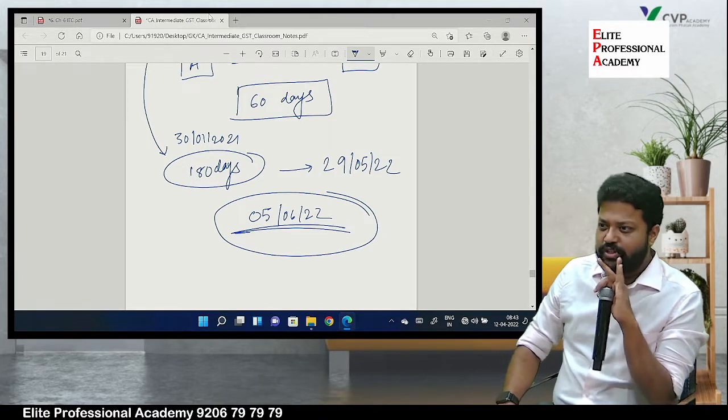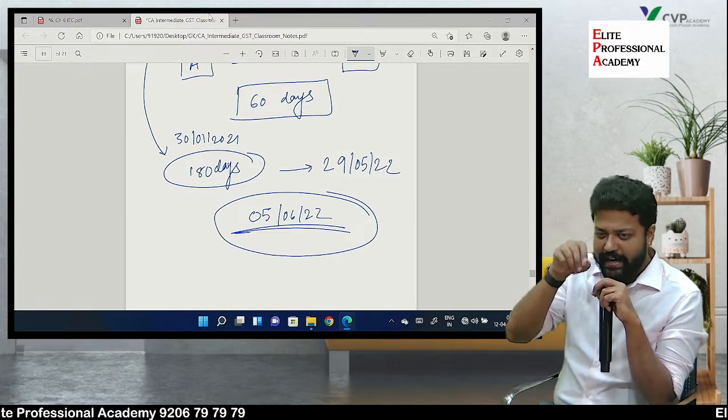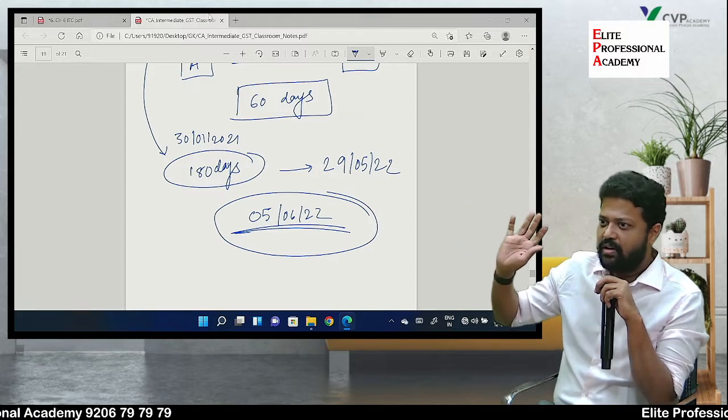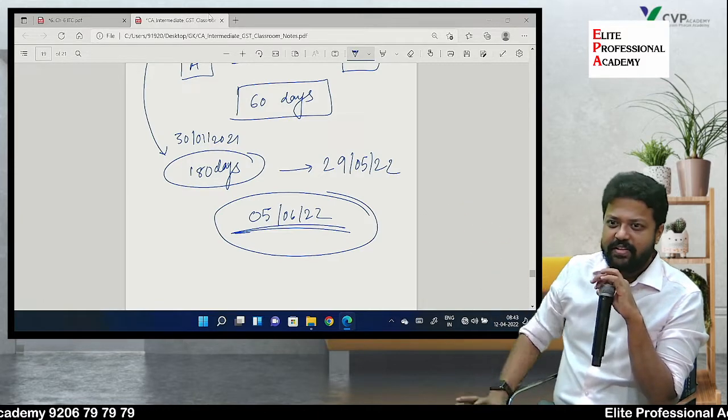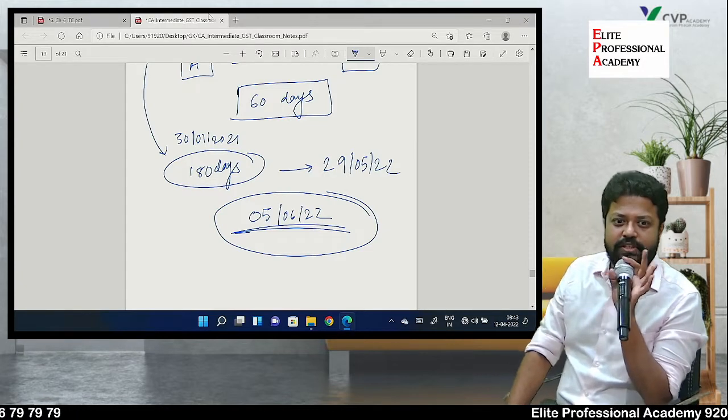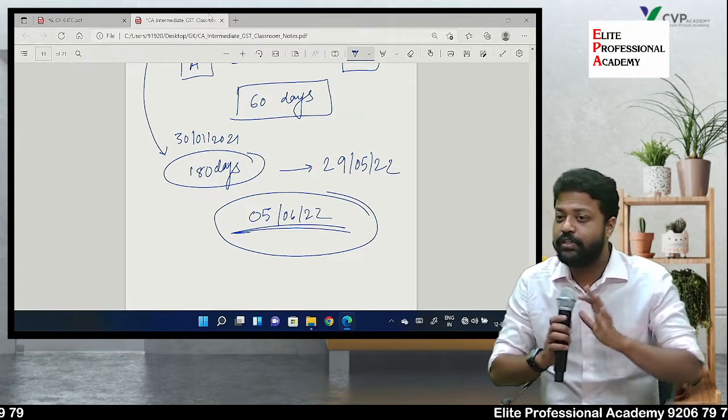So that is proportionate only. You are right. So 18,000 divided by 118 into whatever 18. That is the credit that you will claim. Clear? Any doubts in this example? This is a very, very important provision.